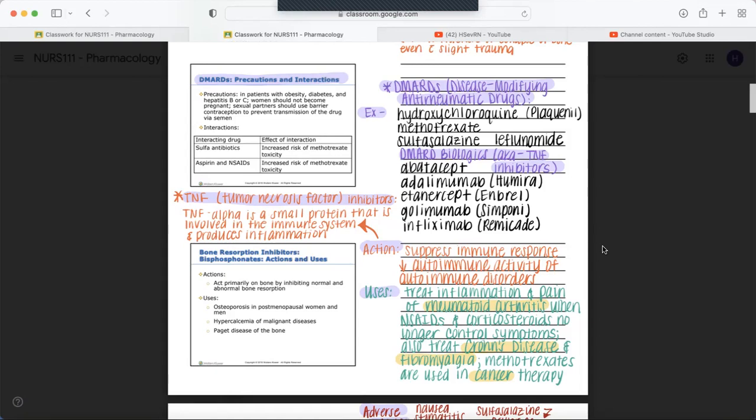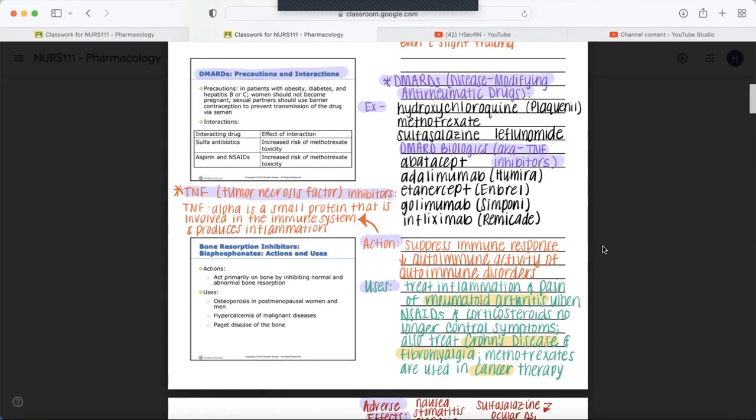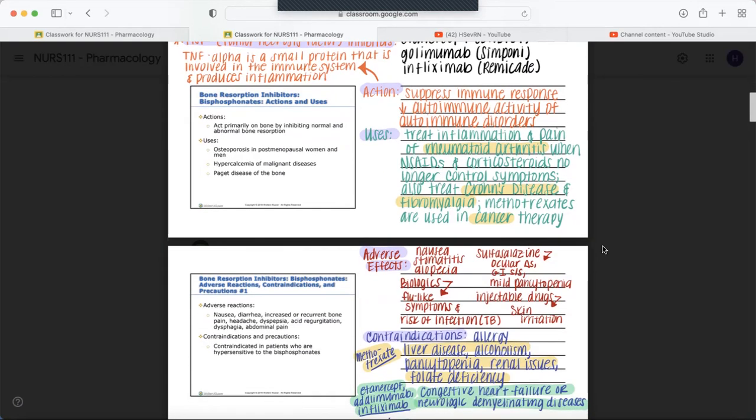It's autoimmune mediated. So when NSAIDs and steroids no longer work for pain and inflammation, we have to move on to something else for people who have rheumatoid arthritis. RA can be extremely painful. So we may get them on a DMARD. Additionally, we can use DMARDs for Crohn's disease, which is also autoimmune, right? Fibromyalgia. And then methotrexates are also used in cancer therapies.